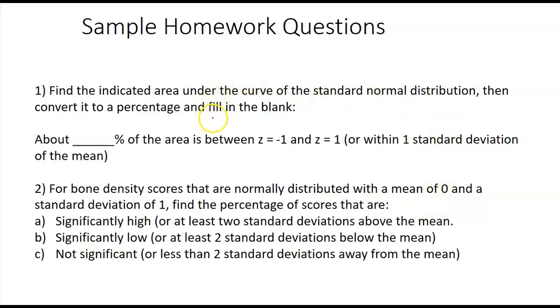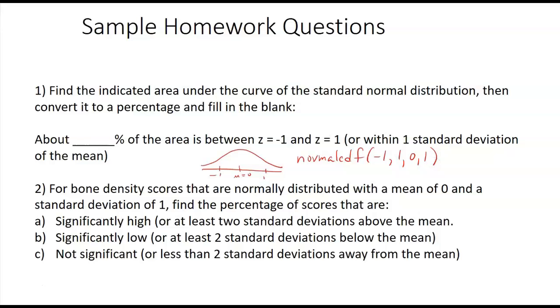Okay, this is one of the homework problems that I tend to have people ask a lot of questions about, so I wanted to address this. So on this one, it says about blank percent of the area is between -1 and 1. So I want you to think about, if it's standard normal, then we're going to look at from -1 to 1. So we're going to do the normal CDF from -1 to 1, and we're going to get that probability.